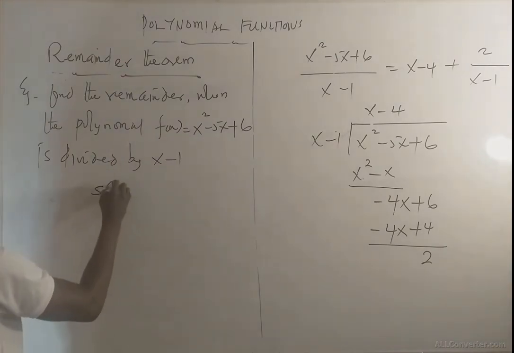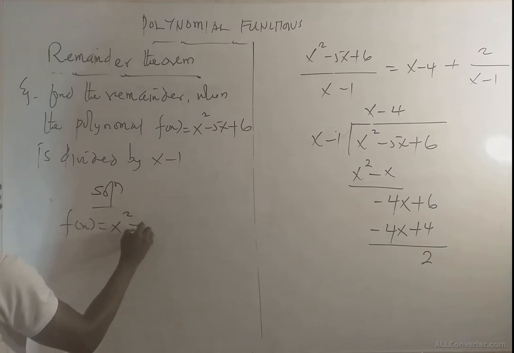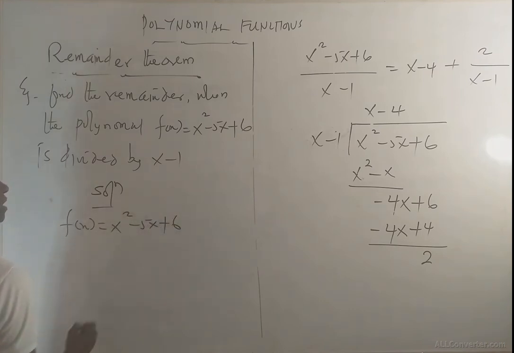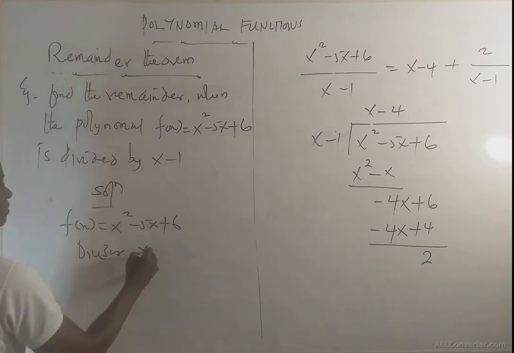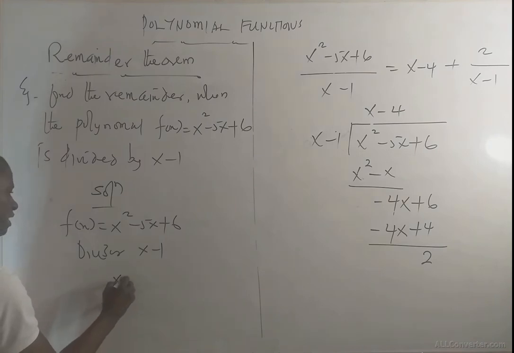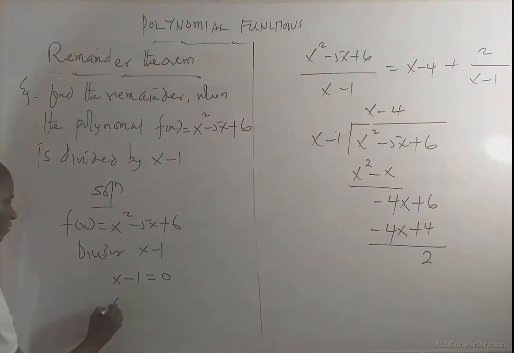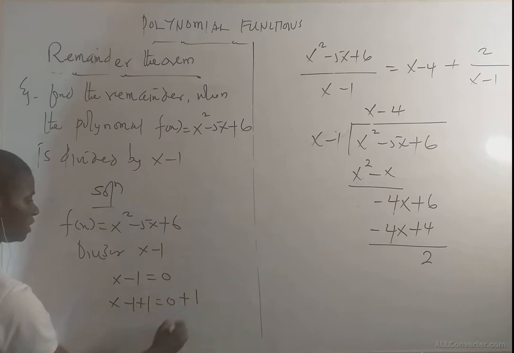But from the remainder theorem, we said that, if you remember, we have the polynomial function, this x squared minus 5x plus 6, and our divisor is x minus 1. We said that now, when we equate this x minus 1 to 0 and you try to make x the subject, you add 1 to both sides. So we have x minus 1 plus 1. Whatever you do to the left hand side, you do the same to the right hand side. So minus 1 plus 1 is gone. So we are left with x equals 0 plus 1, which is 1.